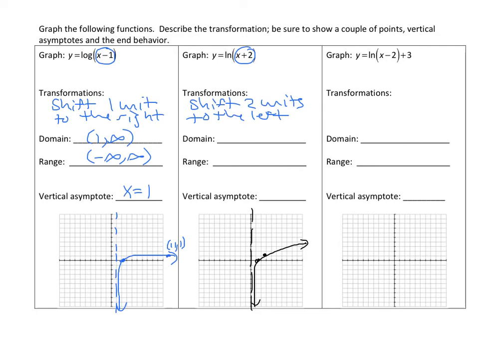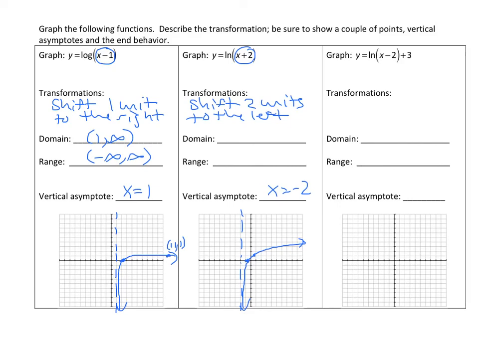So I'm going to start by shifting my asymptote over to x equals -2. And then I'm going to move my graph, all my points, over 2 units. So let's go ahead and erase. And from my asymptote, I can go over 1 unit. And then from my asymptote, I can go over 2.7 and up 1. That's about there. And there's the graph. Shifted 2 units to the left.